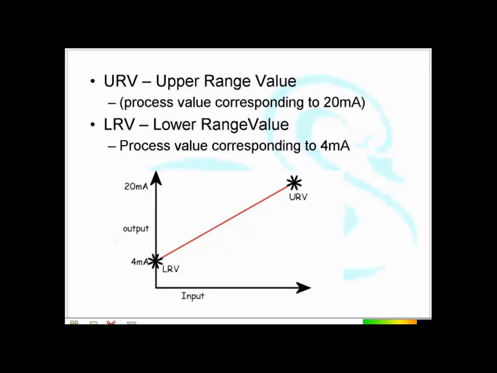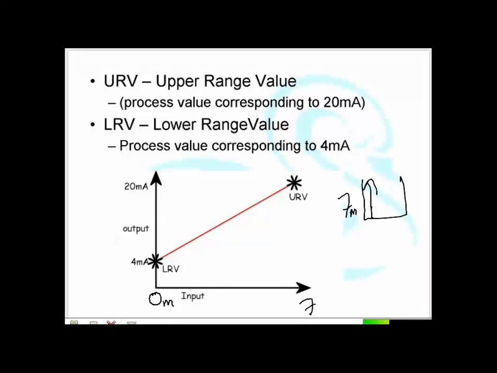So, for instance, if I was measuring the height in a tank, I would say, okay, when the tank level is 0 meters, give out 4 milliamps. Say my tank is 7 meters high, so I've got a tank that's 7 meters high.